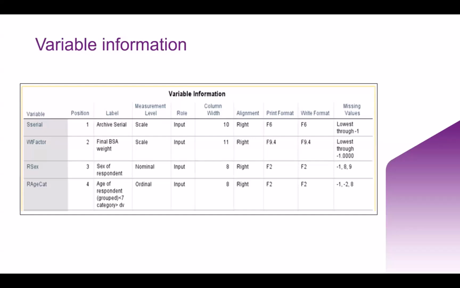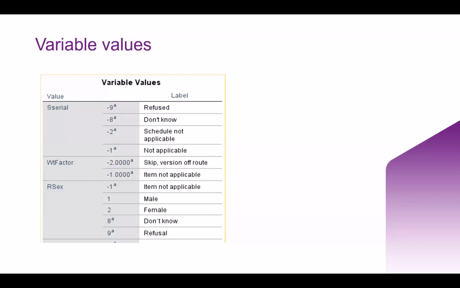So here's an example of an SPSS variable view, which shows the variable name. You can see the label here as well as the measurement, and you can see the missing values as well. And here's the variable values. And again, this includes missing information.